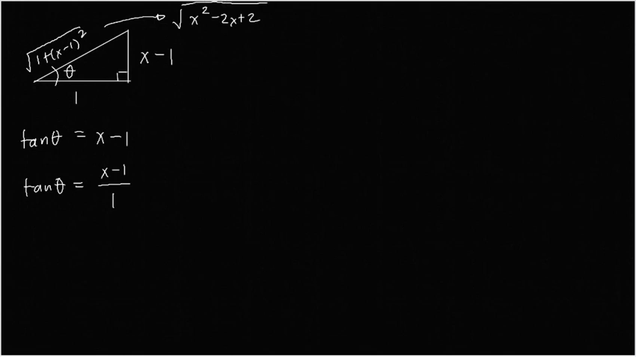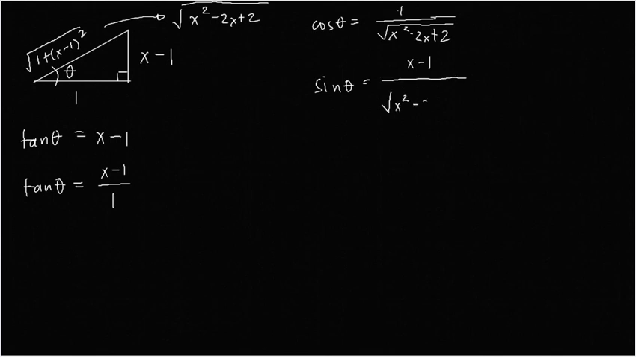Ano ba yung mga kailangan natin na terms? We need cosine of theta. We need sine of theta. So, cosine of theta is adjacent over hypotenuse. So, this is square root of x squared minus 2x plus 2 sa denominator. Then, we have sine of theta. Iurong lang natin ng konti. Sine of theta is opposite over hypotenuse. So, x minus 1 divided by the square root of x squared minus 2x plus 2.